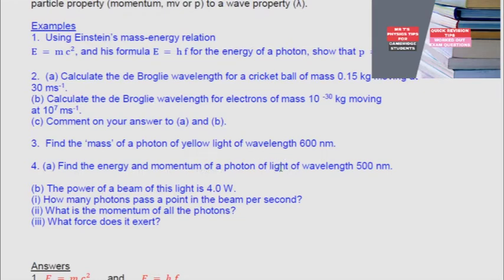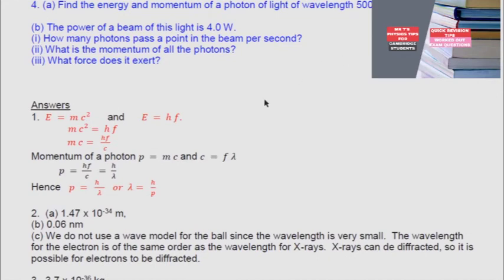Remember, we know the speed of light is 3 times 10 to the power of 8 meters per second. So you'll be able to make mc the subject, which will be your momentum. Then b, the power of a beam of light is 4 watts. How many photons pass a point in the beam per second?